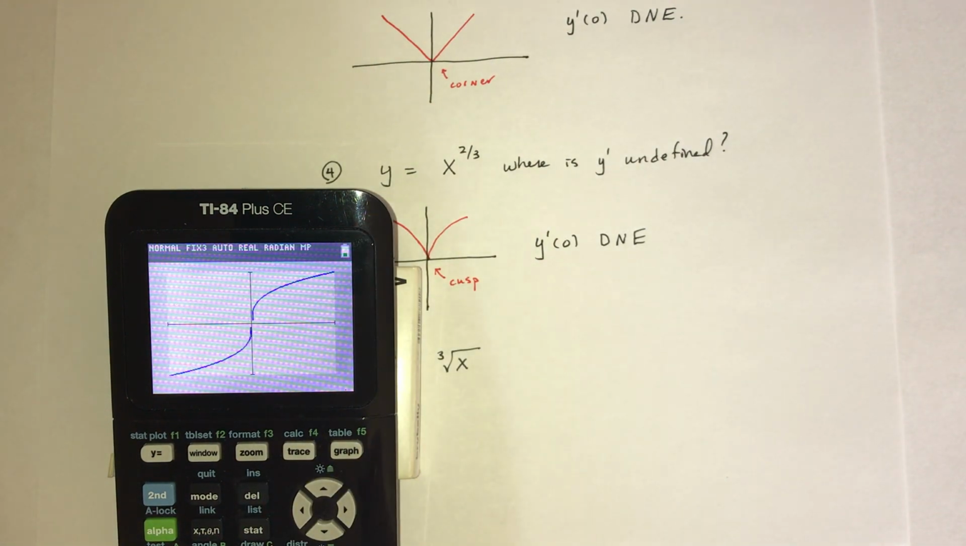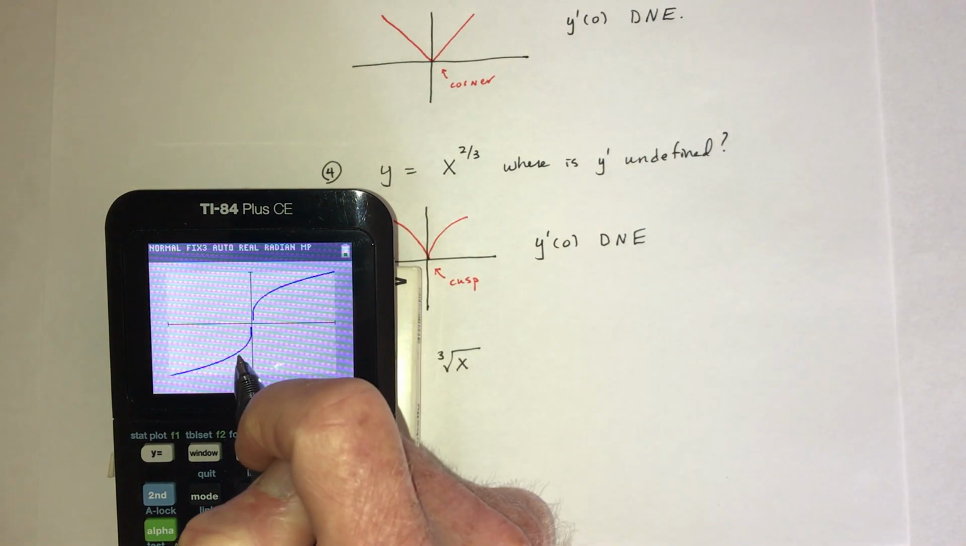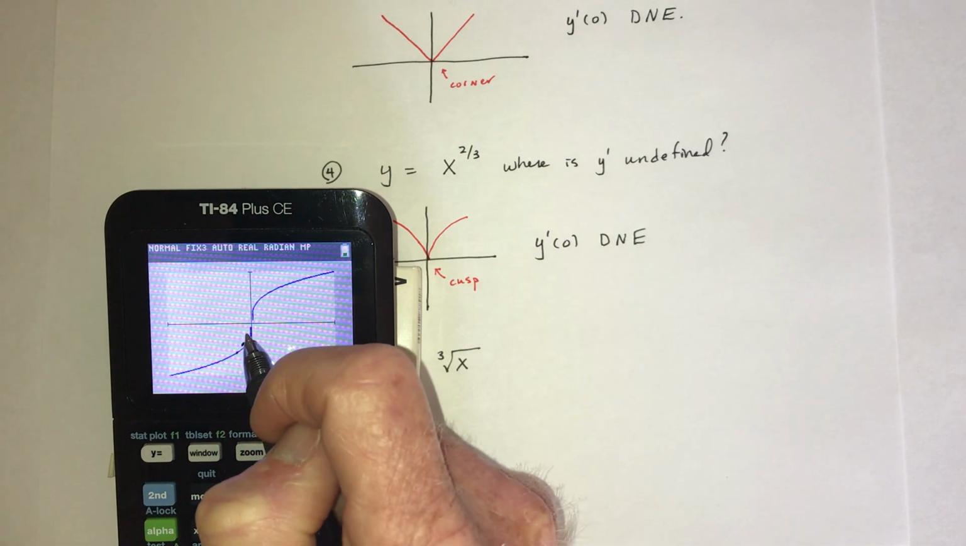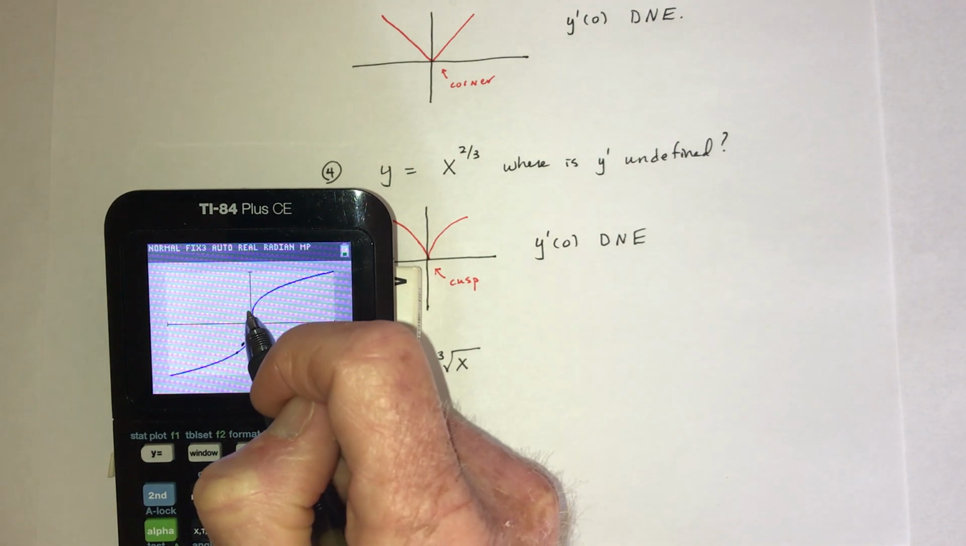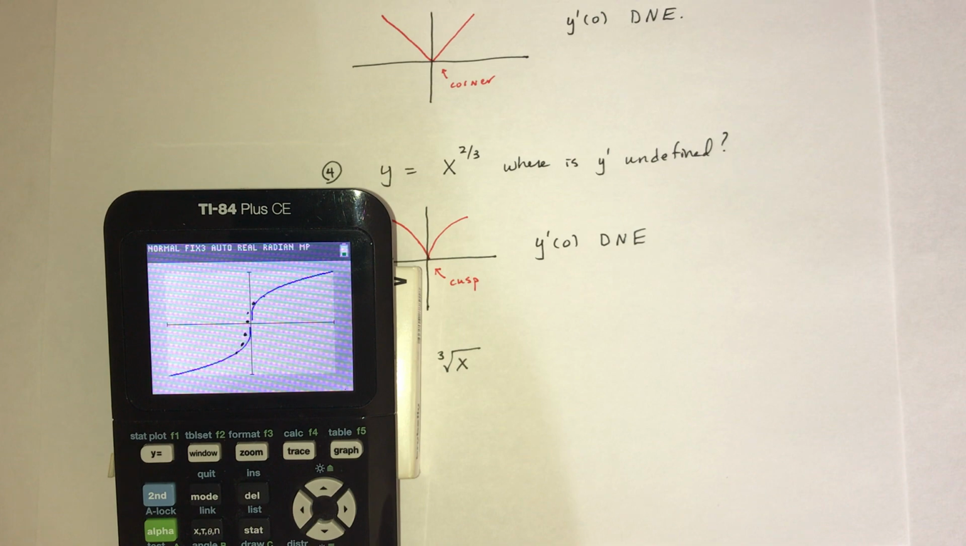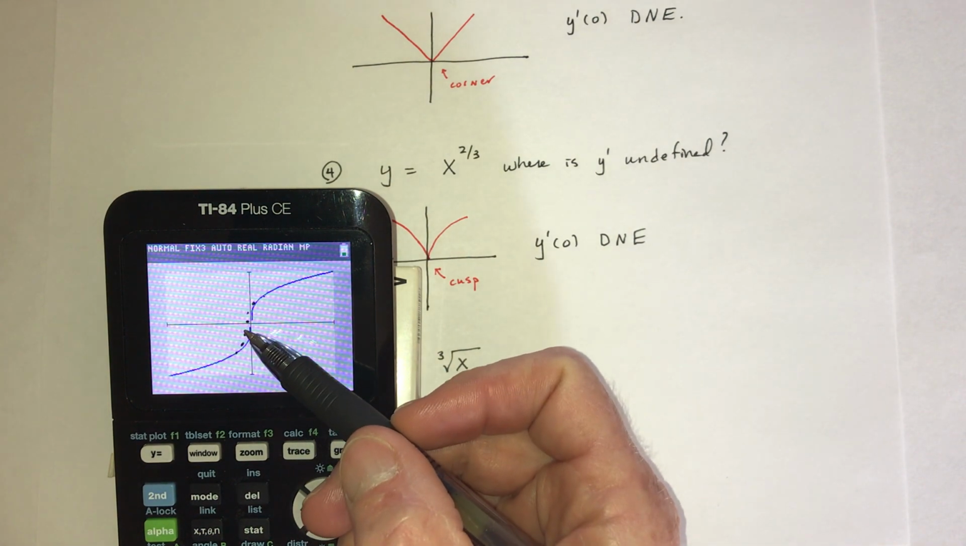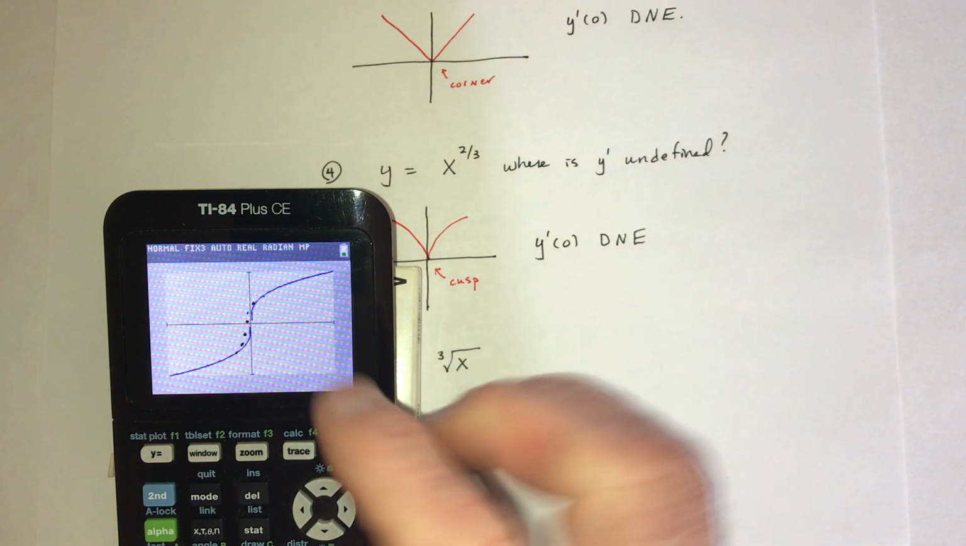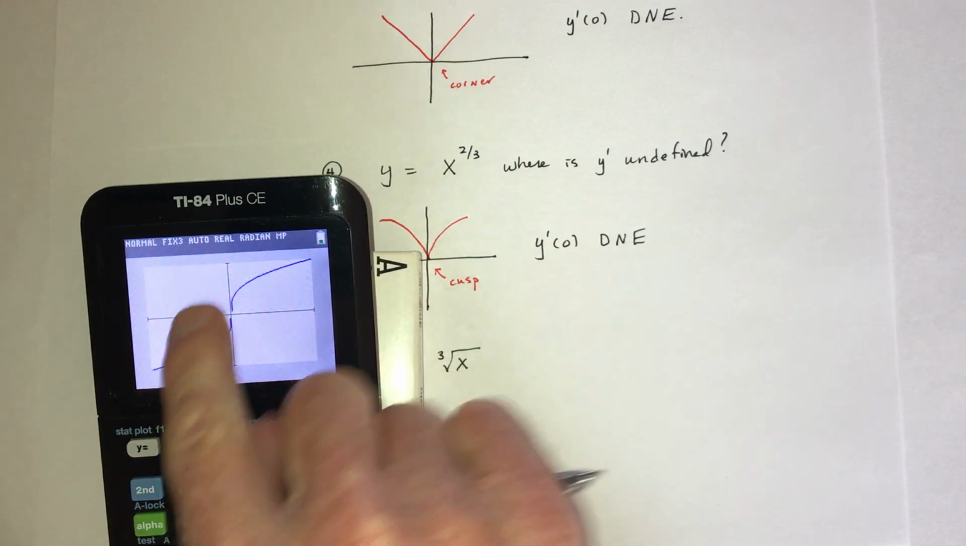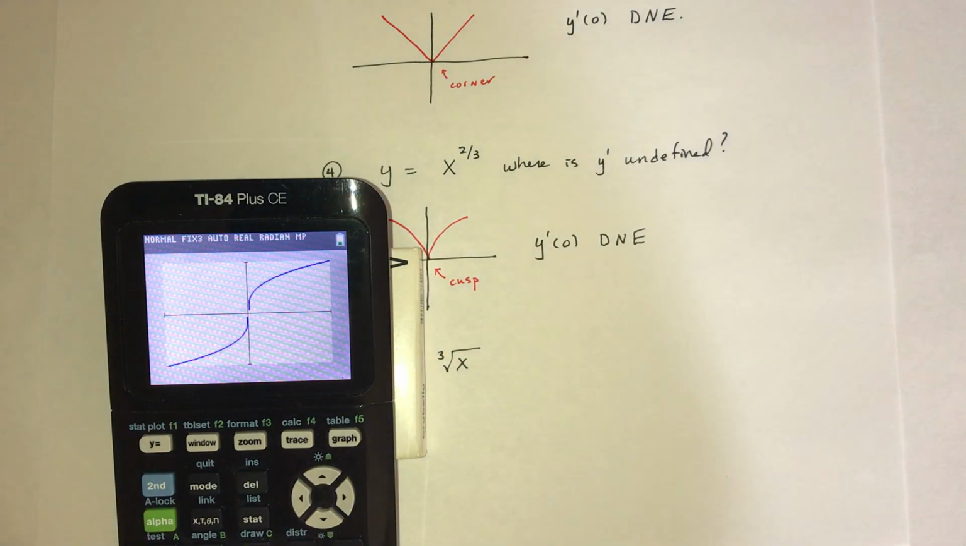Actually, what's happening with the calculator is the way the calculator graphs is it actually puts dots in its brain, and then it connects the dots. And there was such a big gap right there, it didn't know what to write. Let me erase that now. So the derivative is not going to exist there.